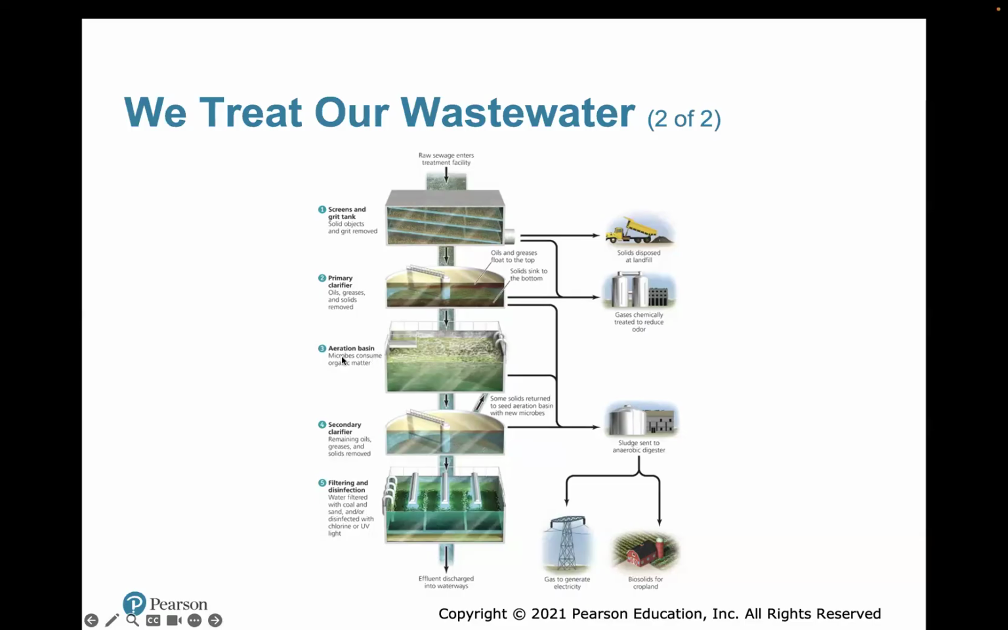Here, in the aeration basin, microbes are consuming organic matter. Then it goes through the secondary clarifier. Many oils, greases, and solids are removed here. And then filtering happens. The clarified water is treated with chlorine and occasionally with UV light to kill any bacteria that remained in the water. Then the treated water is piped down the rivers after it has gone through the purification.